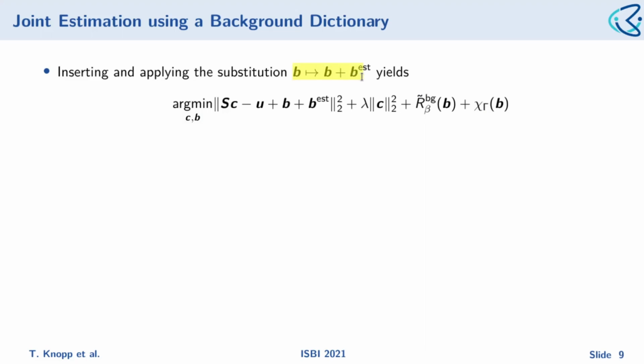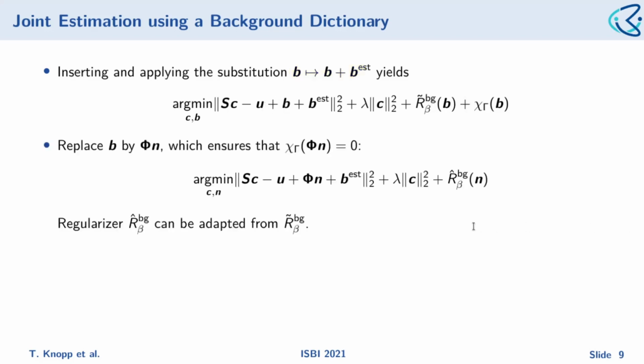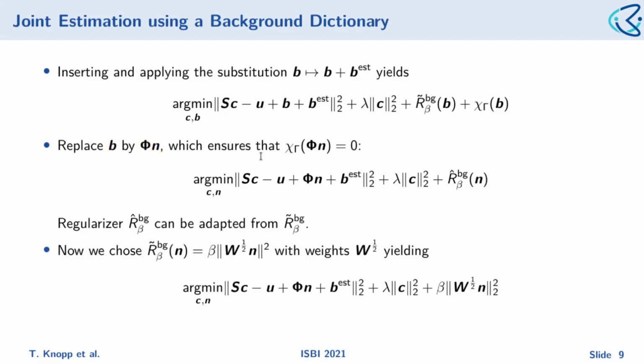By substitution, we can pull the initial estimate from the regularization term here to the data discrepancy term. Then we replace B by phi times eta, which allows us to get rid of the indicator function. Note that from now on we optimize the coefficients eta instead of the background B. Then we choose the regularization term acting on the coefficients eta to be a weighted L2 prior with weights discussed later.